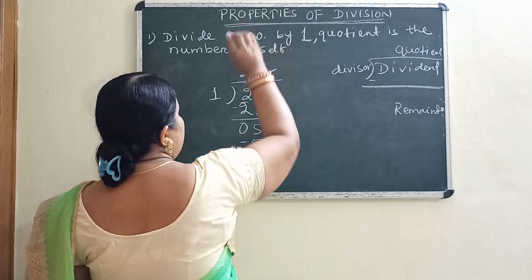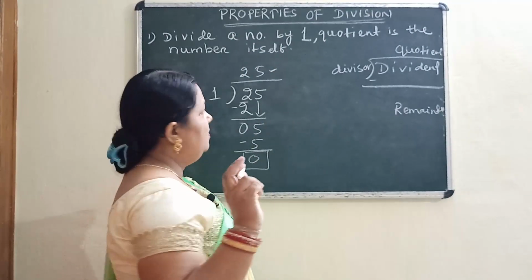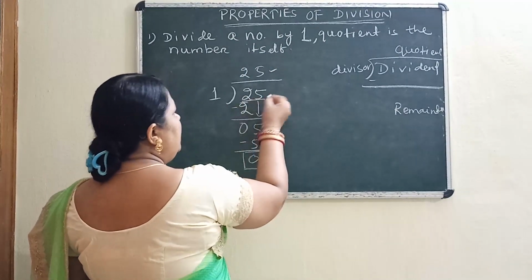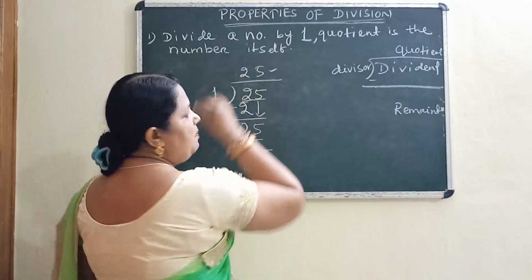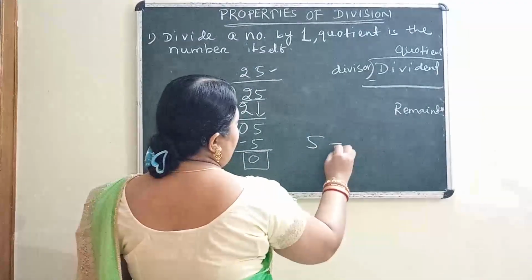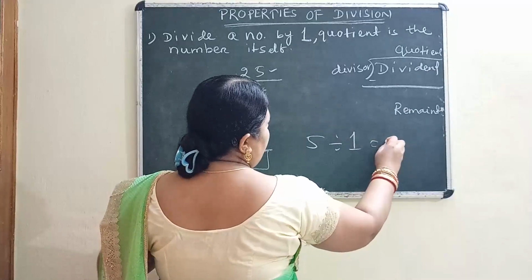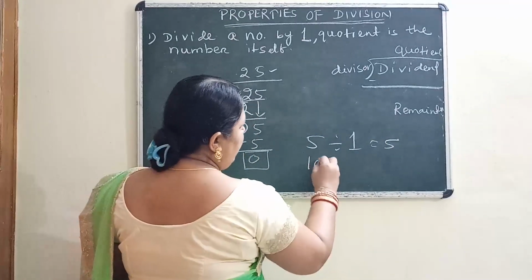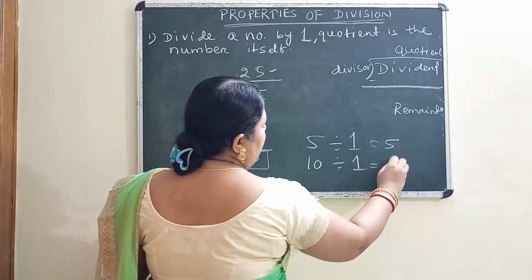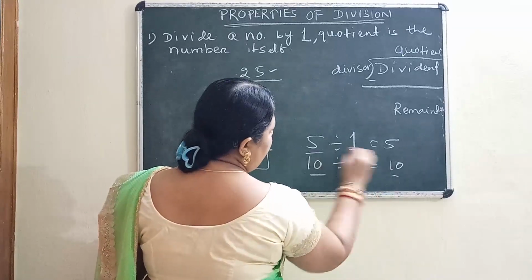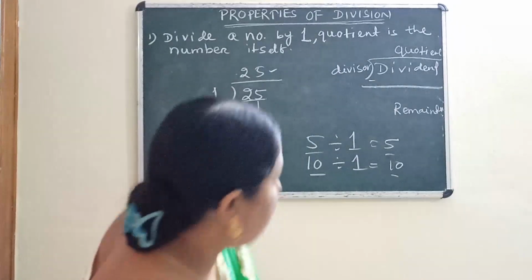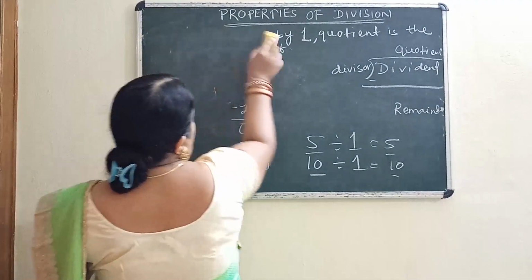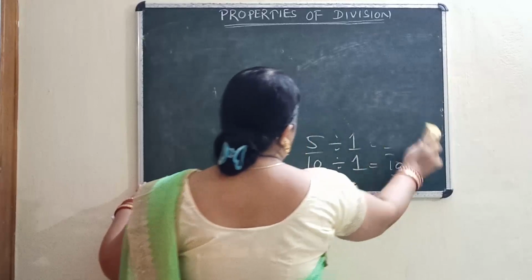That means this property is satisfied. What is that? If a number is divided by 1, the quotient is the number itself. If we divide 5 by 1, it will be 5. If we divide 10 by 1, it will be 10, the number itself. Am I clear? Then let's go ahead with the second property.